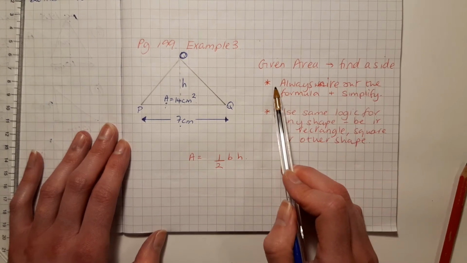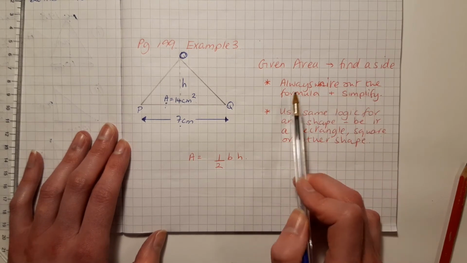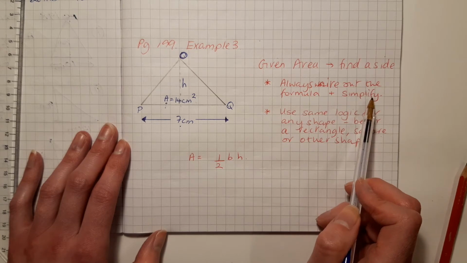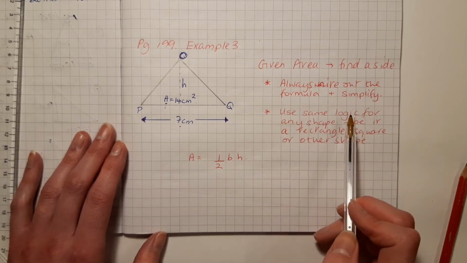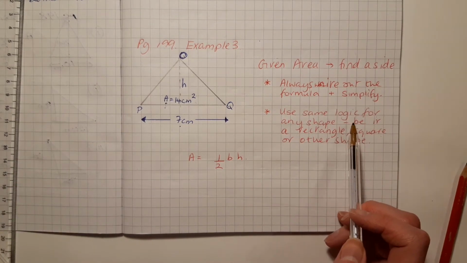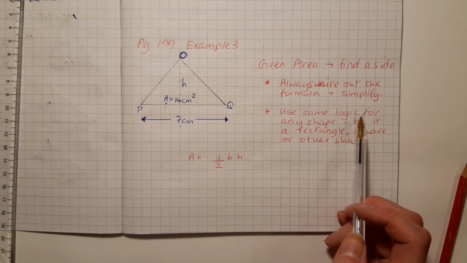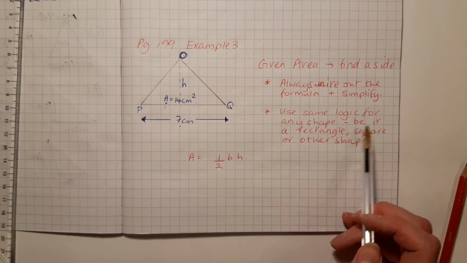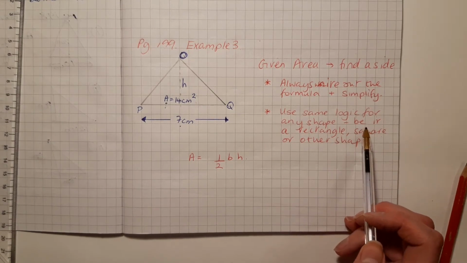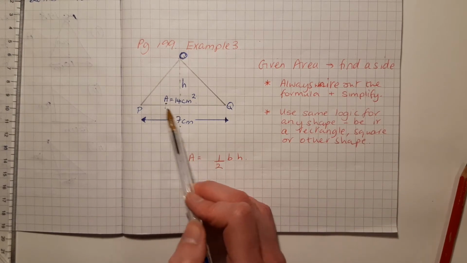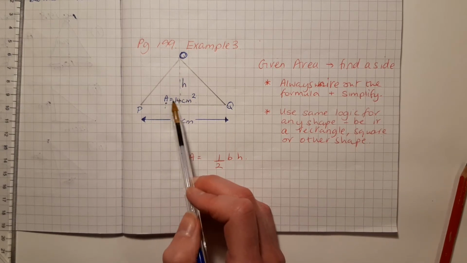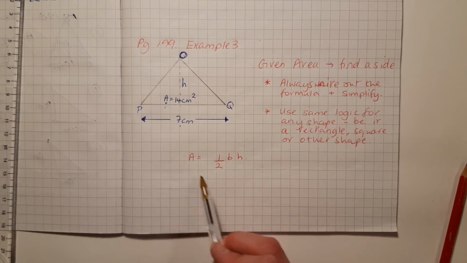Again, the key thing with this is always write out the formula and then simplify it. And you're going to use the same logic for any shape that you've been given the answer to and you have to find the side. So whether it is a rectangle or a square or any other shape, if you've been given the answer and you have to work backwards to find a side or a length, you write out the formula.